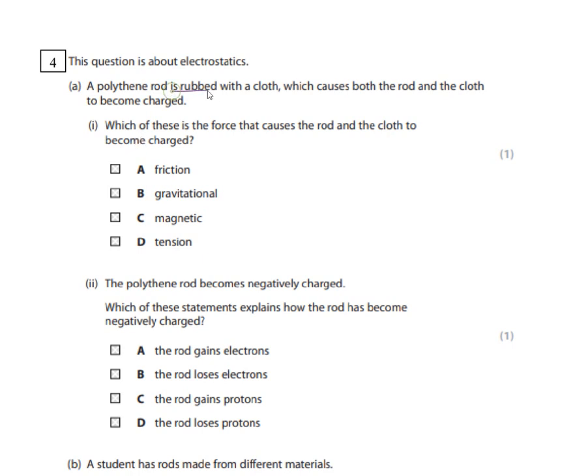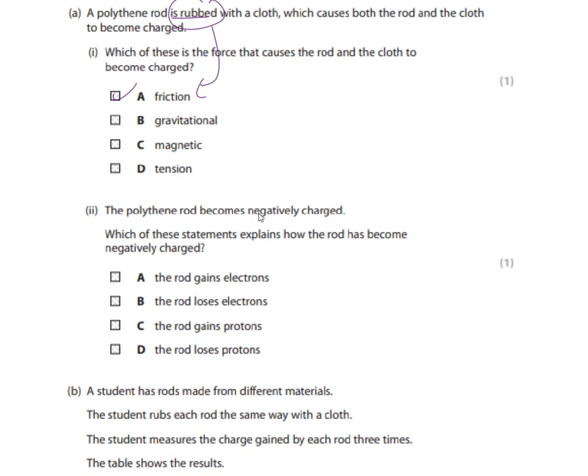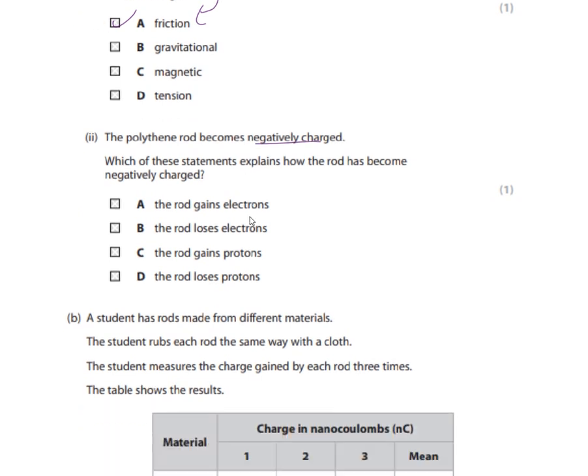It's rubbed. So whenever it's rubbed, it is by friction. Now the polythene becomes negatively charged. Which of the statements is true? If we've got the polythene rod and the rod is negative, this means that by rubbing it, we are giving it electrons. So which answer is correct? The answer that's correct is going to be A, because it's gaining electrons.